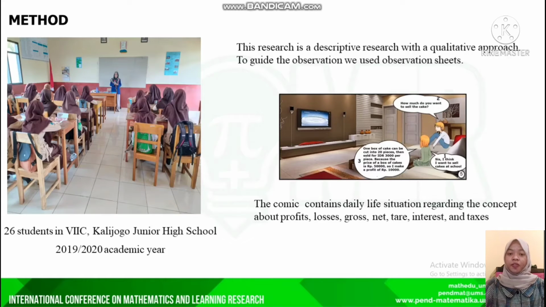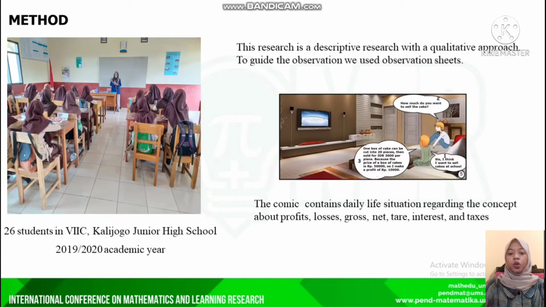26 students of 7th graders studying at Kalijogo Junior High School were recruited for this study. The students were divided into 6 groups. This research was conducted offline before COVID-19 pandemic. Descriptive qualitative is a well-established approach used in this research.